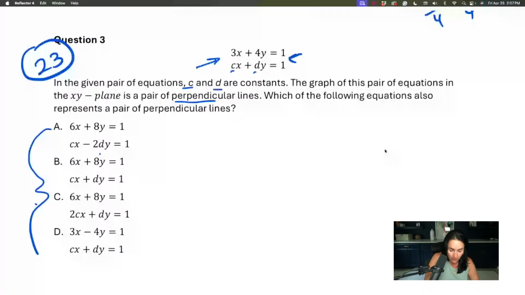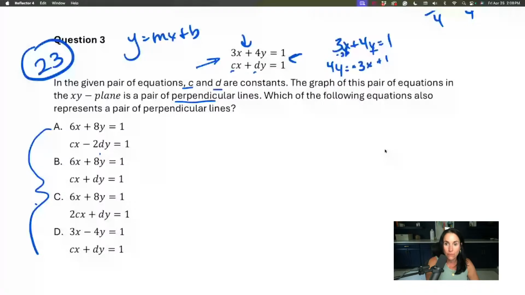Let's start with 3x plus 4y equals 1. I want to isolate this y by turning this into slope-intercept form, y equals mx plus b. So we have 3x plus 4y equals 1, so we're going to go 4y equals negative 3x plus 1, because all I did was subtract 3x and then moved it to the other side. Now it becomes a negative 3x. So if I want to isolate the y, divide everything by 4.